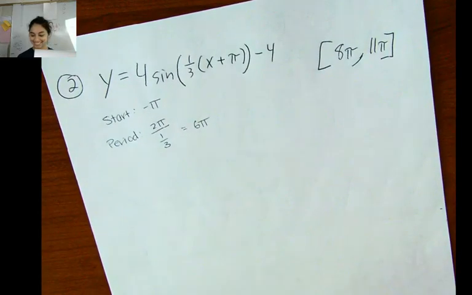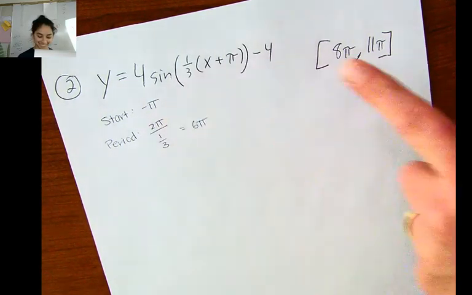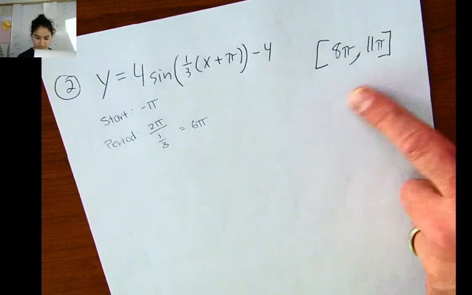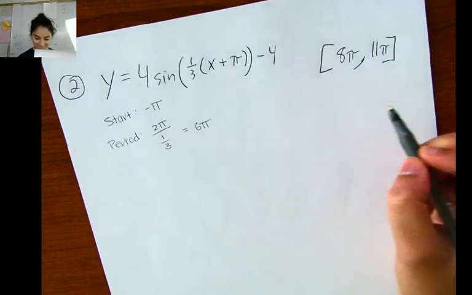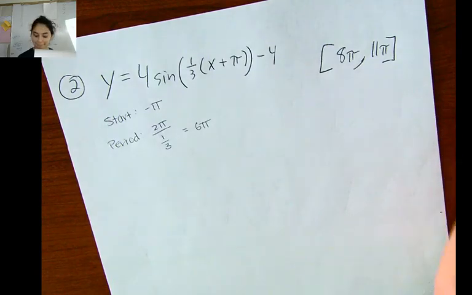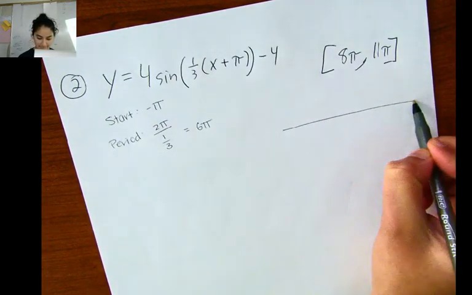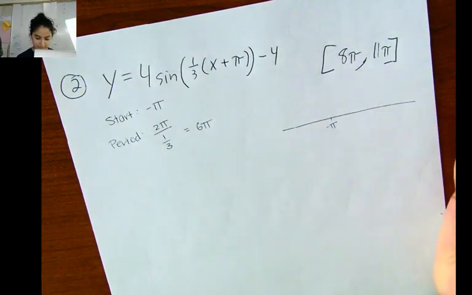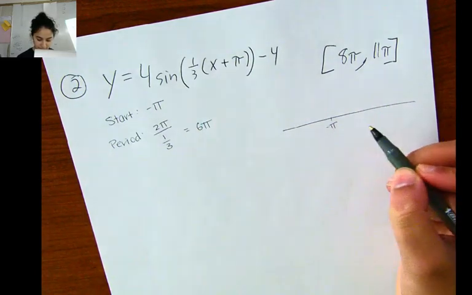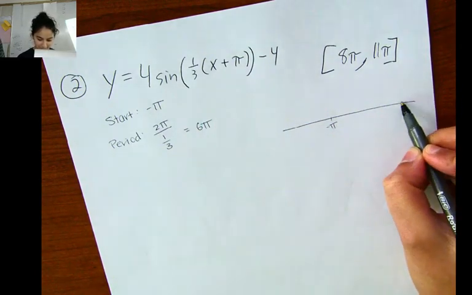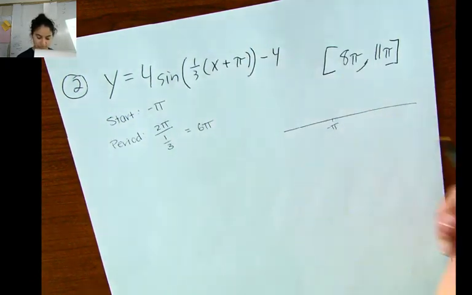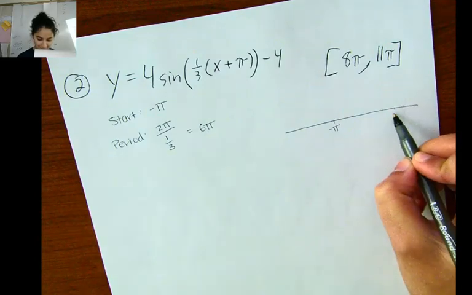Okay, now I notice that our start point isn't anywhere near our domain. So let's do a little side work right over here. Let's make a fake x-axis real quick. This isn't where our graph is going to go, but if we started at negative pi and added 6 pi for the period, we'd be at 5 pi.